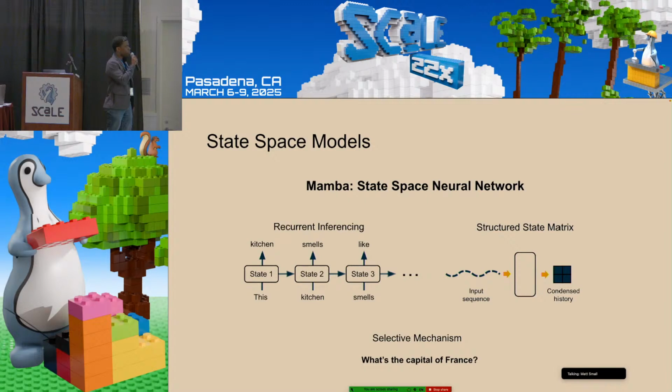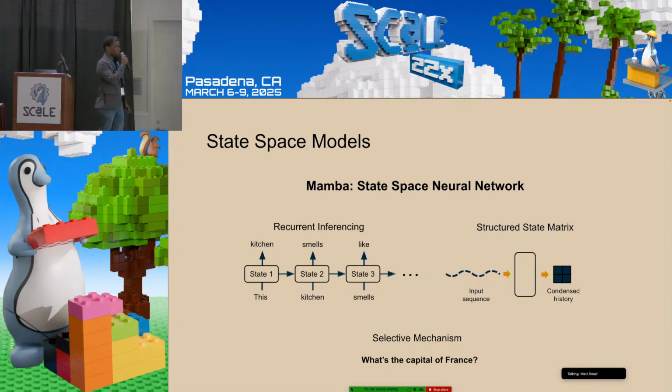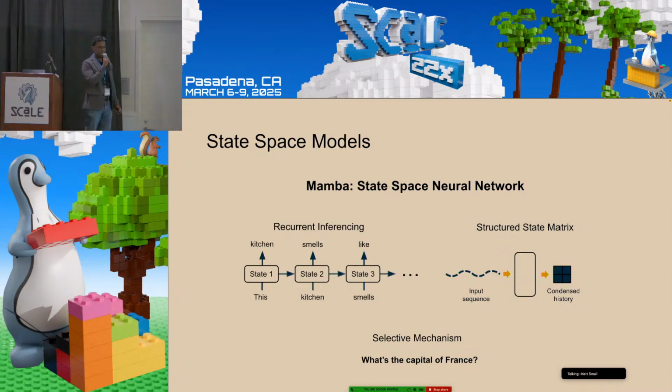And the third property is selective retention of data. One of the challenges with traditional state space models is that they treat every piece of input equally. And this is actually how human reasoning works. In language modeling tasks, certain words or phrases are more important than others. For example, if someone were to ask you what is the capital of France, the word France is more important than the word the or of.